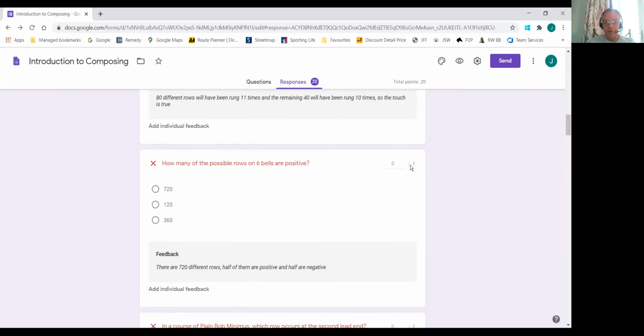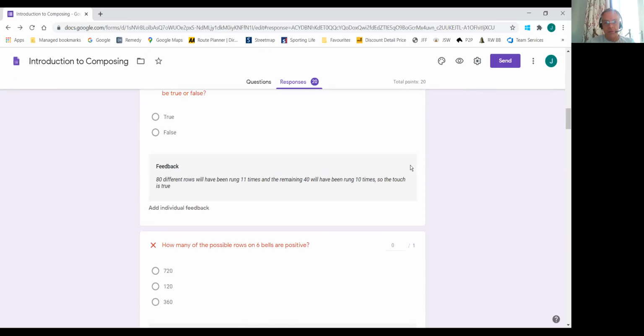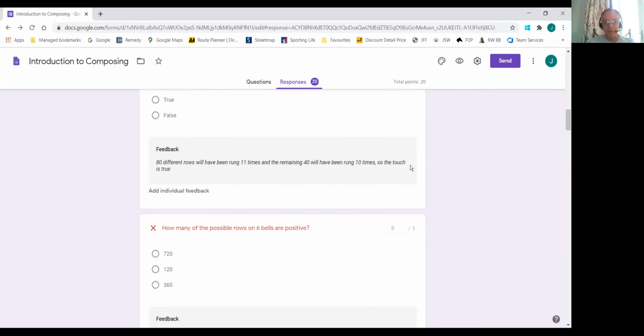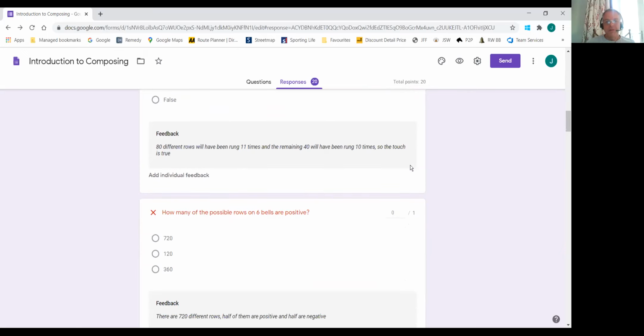I think, looking at some of the answers that we had for that question, that one caught a few people out. But the important thing, as I say, is that not all the rows were rung 10 times, some of them were rung 11 times. So that's still a valid touch.